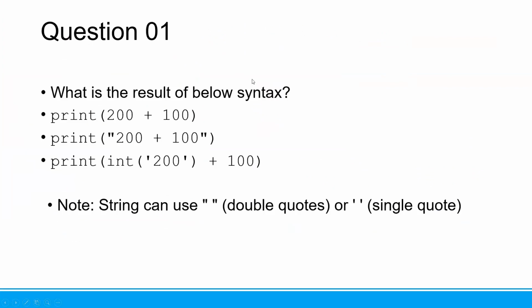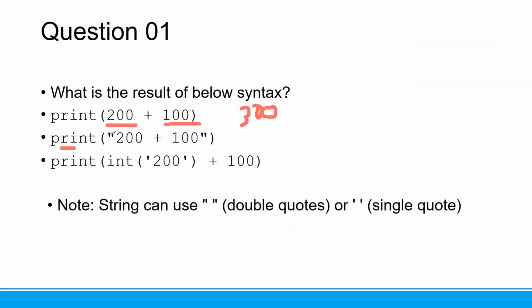So what is the result of the below syntax? Print 200 plus 100. The result will be, this is an integer, this is an integer. Integer plus integer will be an integer. So the result will be 300.